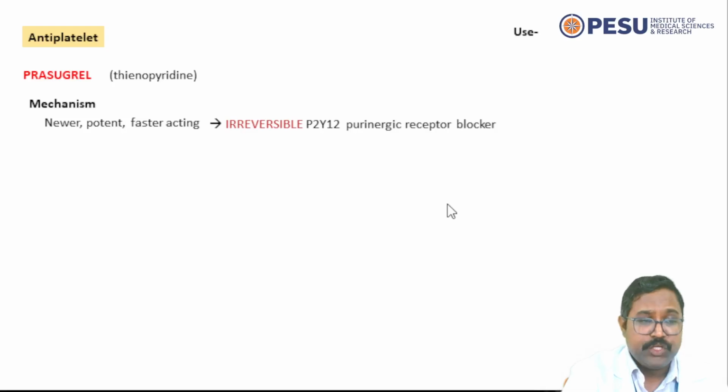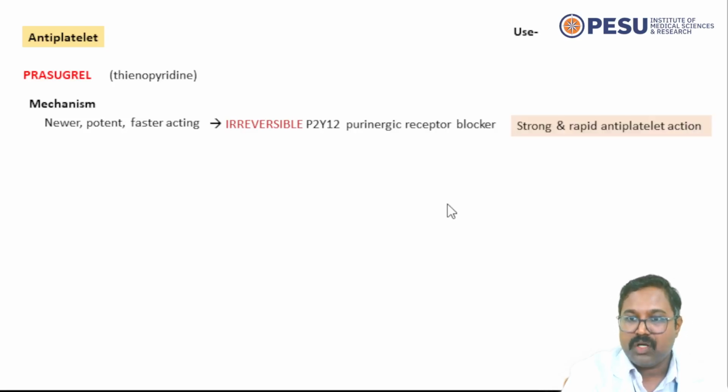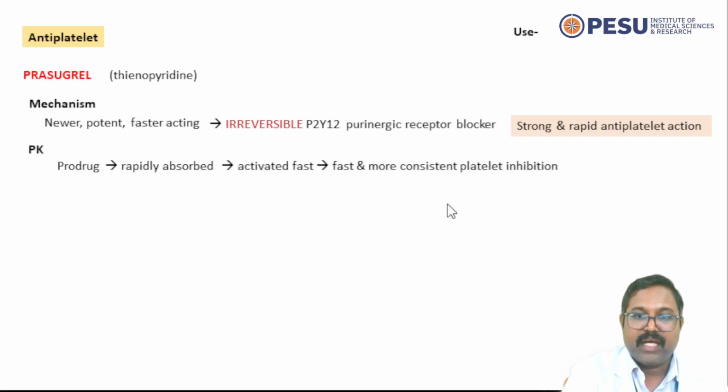Basically, it is a newer, potent, faster acting, irreversible P2Y12 purinergic receptor blocker, which has a strong and rapid antiplatelet action. So prasugrel has the strongest antiplatelet action, and since it is a prodrug, it is rapidly absorbed and activated fast, and it has a fast and more consistent platelet inhibitory action.